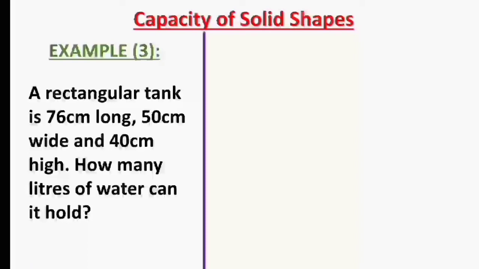Let's take our last question for capacity of solid shapes. Example 3. A rectangular tank is 76 centimeters long, 50 centimeters wide, and 40 centimeters high. How many liters of water can it hold?